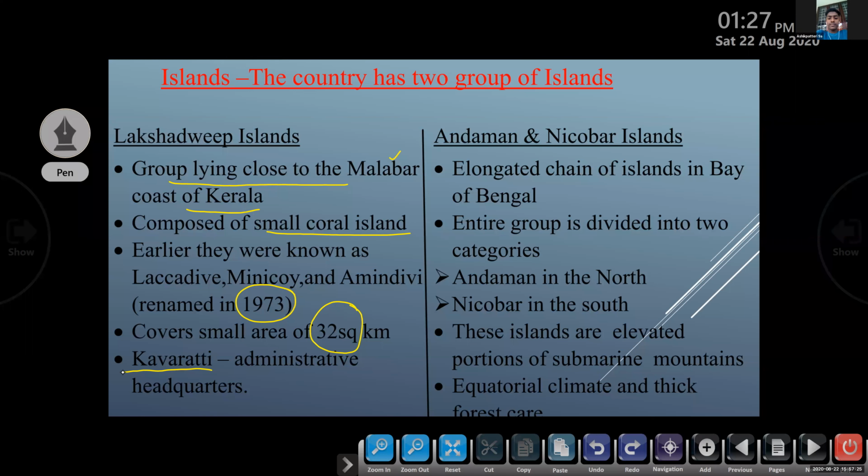Then Andaman Nicobar Islands, a long chain of islands in the Bay of Bengal. It's divided into two categories: Andaman in the north and Nicobar in the south. It is believed that the Andaman Nicobar Islands are the elevated portion of a submerged mountain. Climate is equatorial, then thick and dense forest is there. Because it received heavy rainfall, maybe. Thick forest carries it. Climate is equatorial. Have you visited the Andaman Nicobar Islands? No, ma'am.